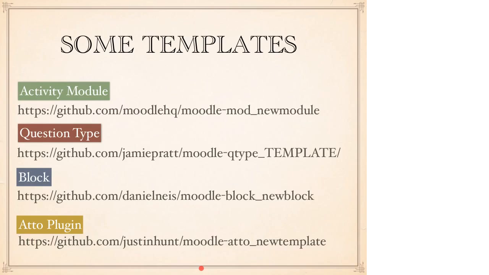But the others that you might use are an activity module. There's a template there on GitHub. There's a question type module also on GitHub. And there's a block module also on GitHub. So those are good places to start off your development. And in actual fact, I think the activity module, the question type, and the block are far and away the 3 most common plugin types. So it makes sense that there's templates for those.